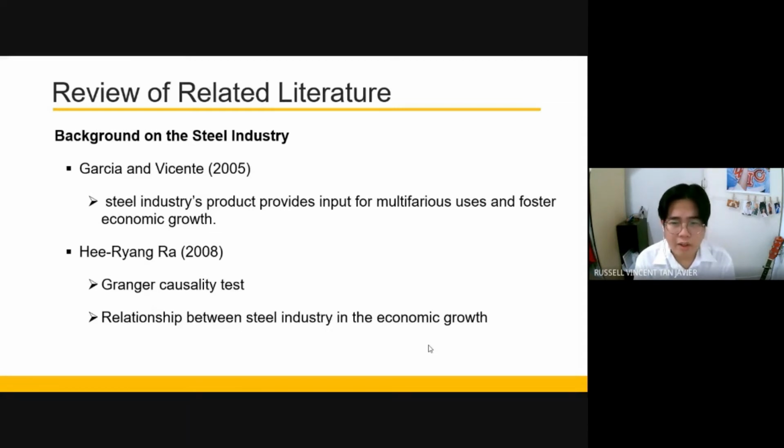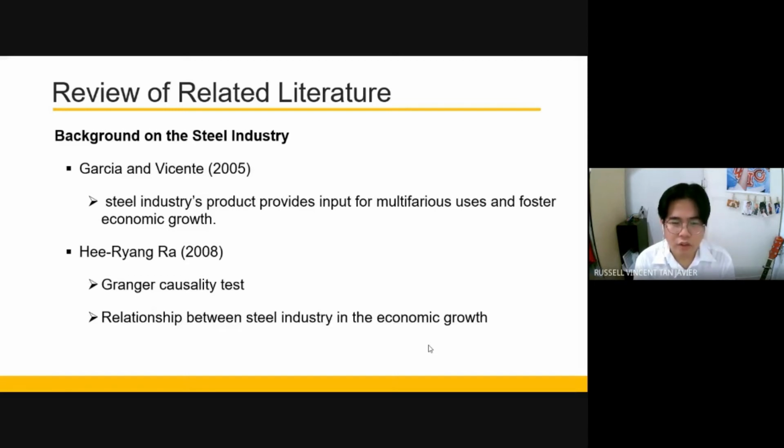So, when we look at the background of the steel industry, Garcia and Vicente emphasize that the steel industry's product provides the necessary inputs for multifarious uses and as well as provides a range of employment opportunities, it boosts industrial activities, and most importantly, it fosters economic growth. Also, Roth tested if there is really a relationship between the steel industry and the economic growth in six Southeast Asian countries using a Granger causality test, which indicated that it indeed has correlation.